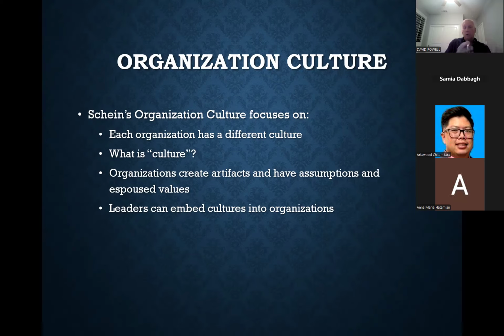Second level of culture is our espoused values. With espoused values, what we are doing is looking at what the organization tells us it values. So its mission statement, when the organization says, this is who we are and this is why we exist. The organization's vision statement, where the organization tells us, this is what we want to be someday. This is where we want to see ourselves when we essentially grow up as an organization.